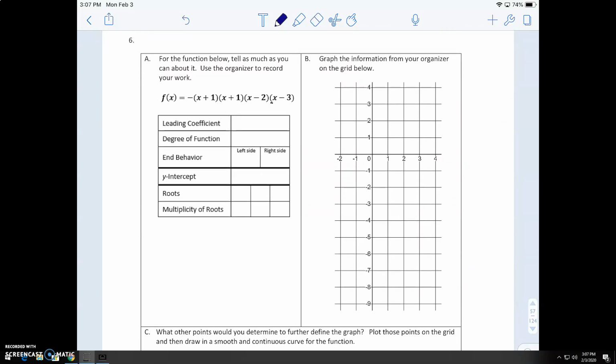So then right here I have 1, 2, 3, 4. Again, this is a 4-degree function. My leading coefficient, notice, is a -1. So this is going to make this sad. It's going to go downwards in both directions. My roots are -1, +2, and +3. My -1 has a multiplicity of 2.